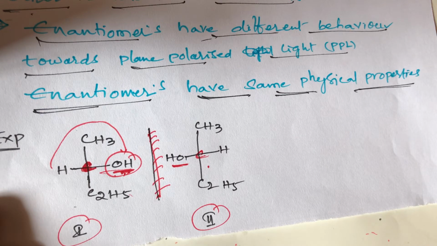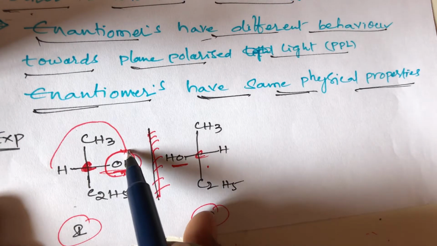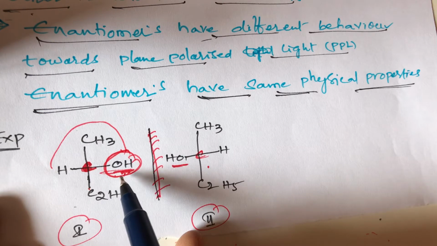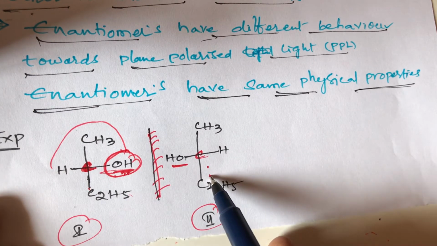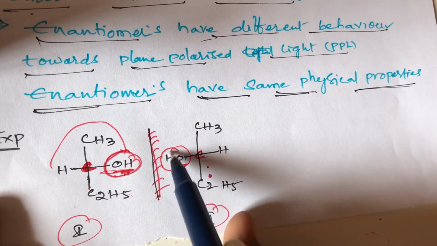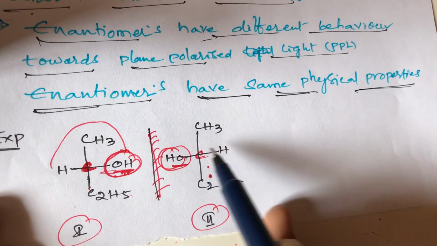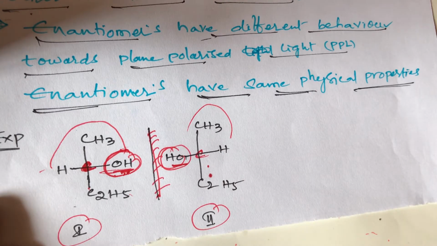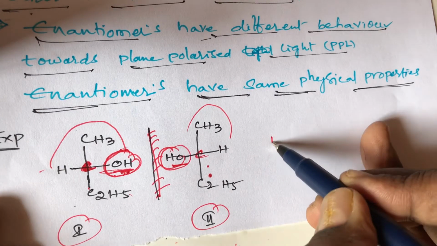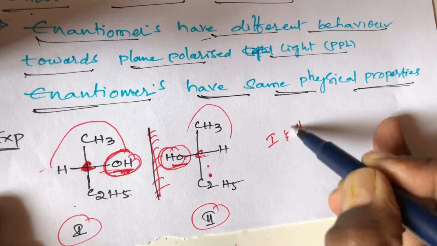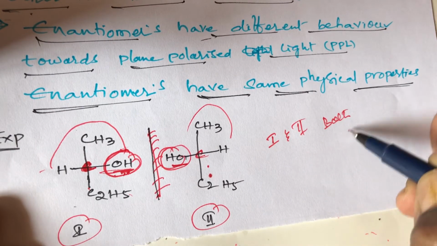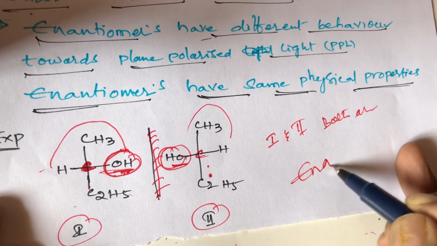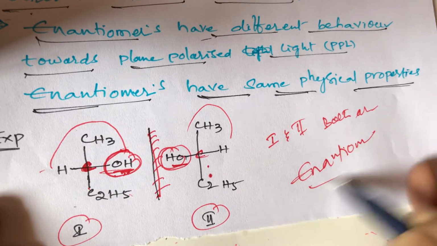So a compound having optically active and non-superimposable mirror images. These both are non-superimposable. Why? Because in this compound the OH group is present on the right hand side, and in the second compound the OH group is present on the left hand side. Both are mirror images of each other. So that's why the first compound is dextro and the second compound is levo. Compound 1 and compound 2 both are enantiomers. So simple trick, student.